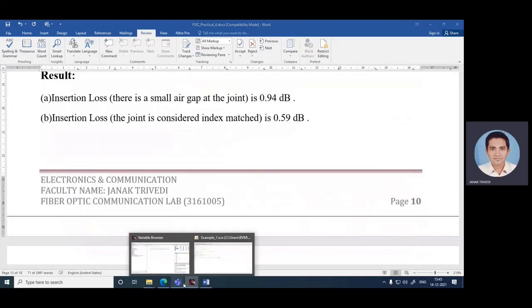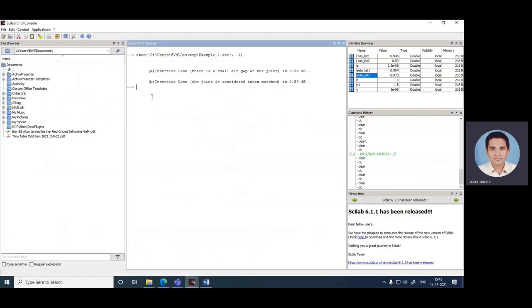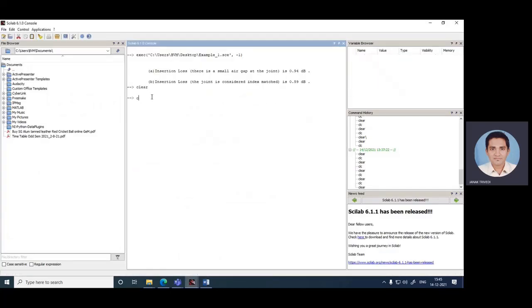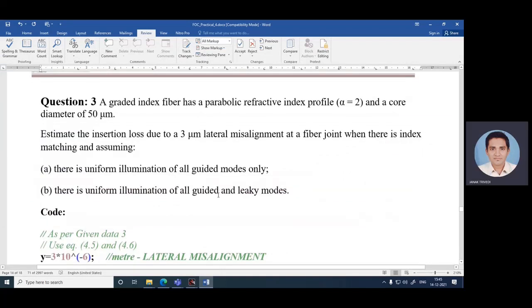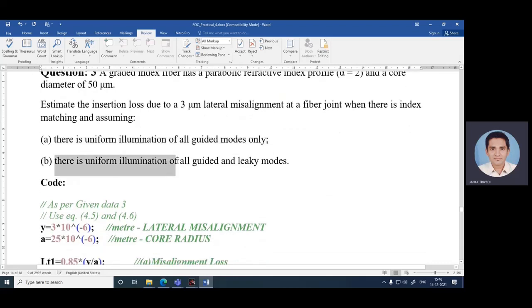Okay, now once again we have cleared this. So for the next example, question 3: a gradient index fiber has a parabolic refractive index profile, alpha 2, and a core diameter of 50 micrometer. Estimate the insertion loss due to a 3 micrometer lateral misalignment at a fiber joint when there is index matching, assuming there is a uniform illumination of all guided modes only, and a uniform illumination of all guided and leaking modes.